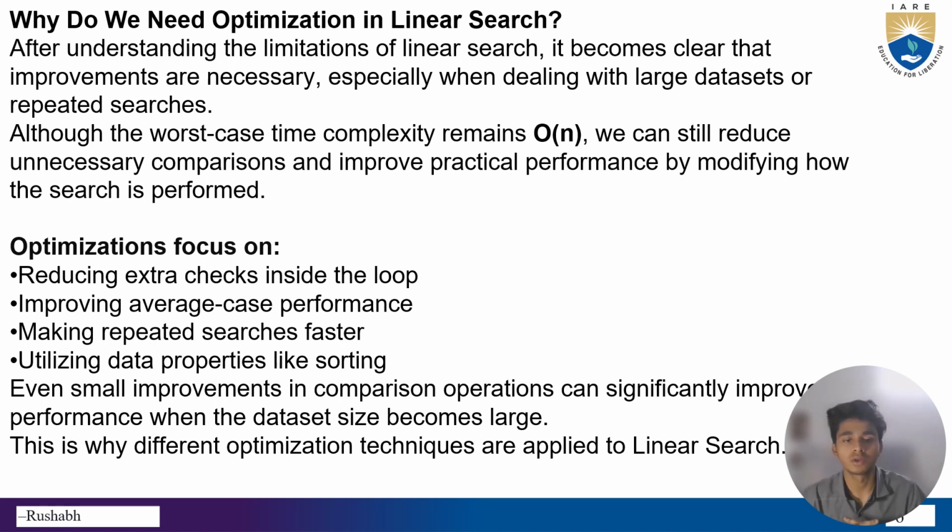Optimization focuses on reducing extra checks inside the loop, improving average case performance, making repeated searches faster, and utilizing data properties like sorting. Even small improvements in the comparison operation can significantly improve the performance when the database size becomes large. This is why different optimization techniques are applied to linear search.